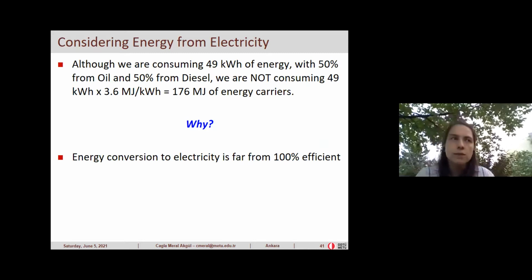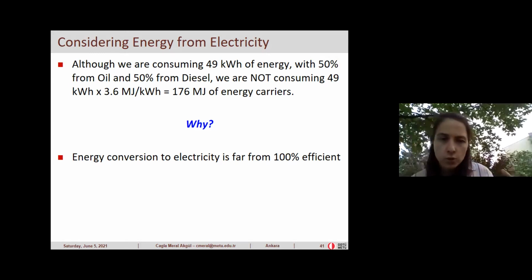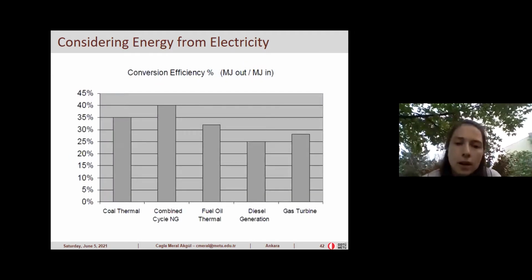Why? Now, we see that there is a difference between the energy we get from electricity and the energy we get when we burn fuels. Your 49 kilowatt hours, if you convert it to megajoules, doesn't give the same performance. So from 176 megajoules of energy, you cannot obtain 49 kilowatt hours of energy. Why? Because energy conversion to electricity is far from 100% efficient. So you always need to have something called a conversion factor. So here is an example. This is megajoule in, megajoule out for conversion efficiency.